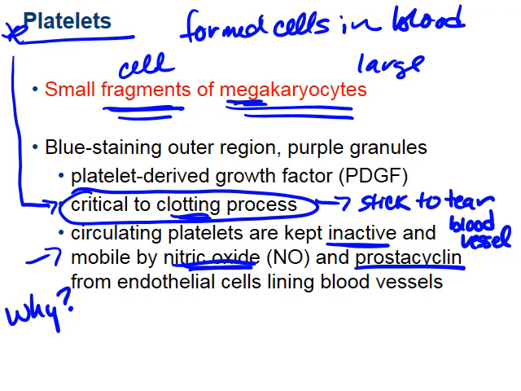If we don't need them, if there's no damage to a blood vessel, we just keep the platelets floating around in your bloodstream. As soon as there is damage, that's going to reduce these chemical messengers that were keeping them inhibited, and all of a sudden the platelets are going to be recruited and they're going to come in and start plugging the opening or the tear in the blood vessel.